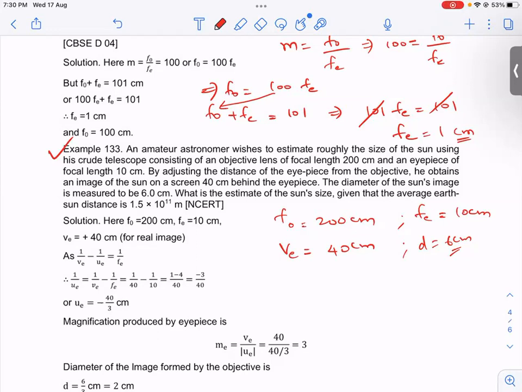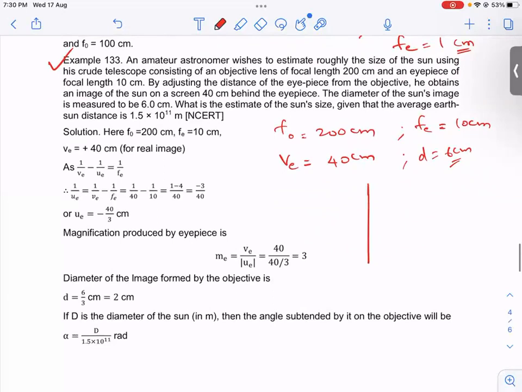So how to solve this? There are two lenses here. One is the objective and the second is the eyepiece itself. When I take the objective, its focal length is 200 centimeter, and for the eyepiece it is 10 centimeter, right? And ve is how much?